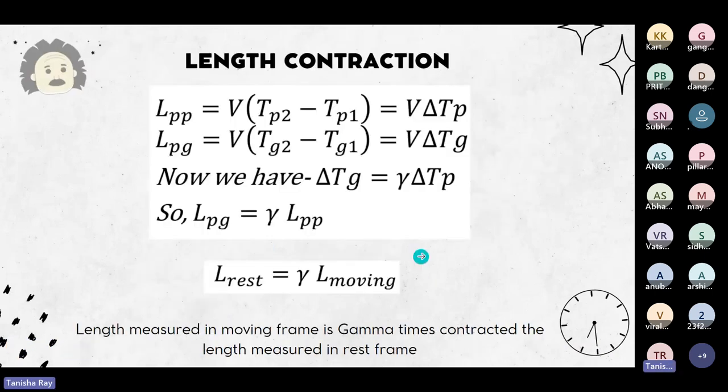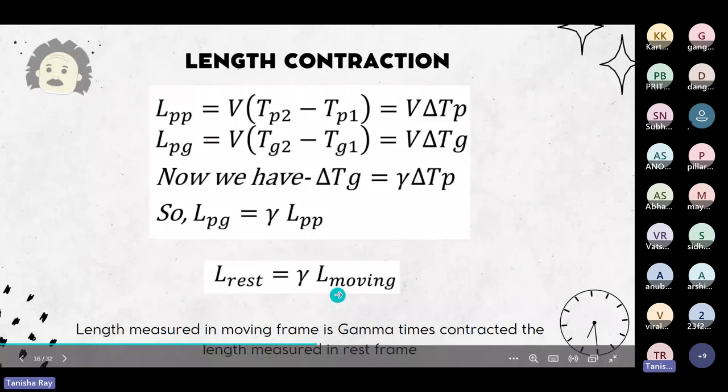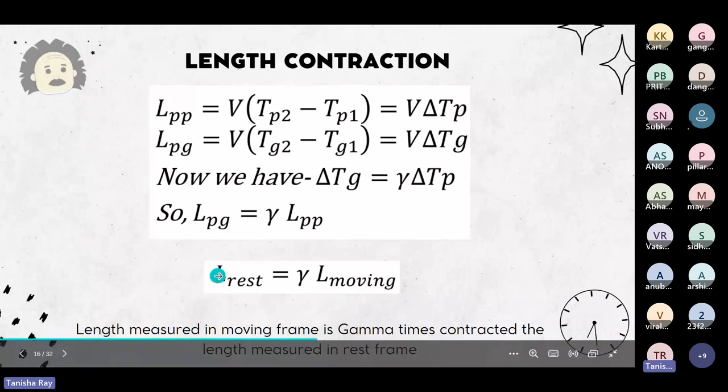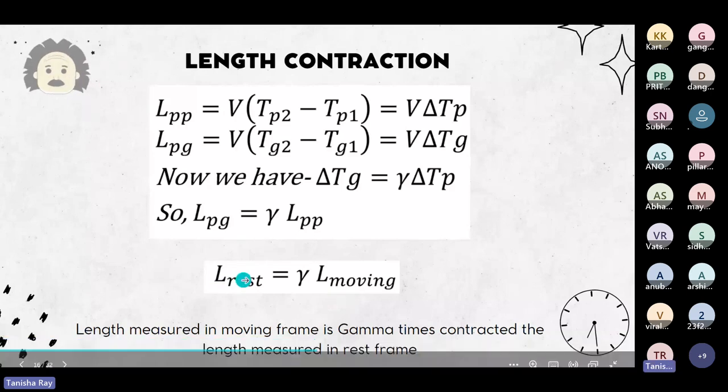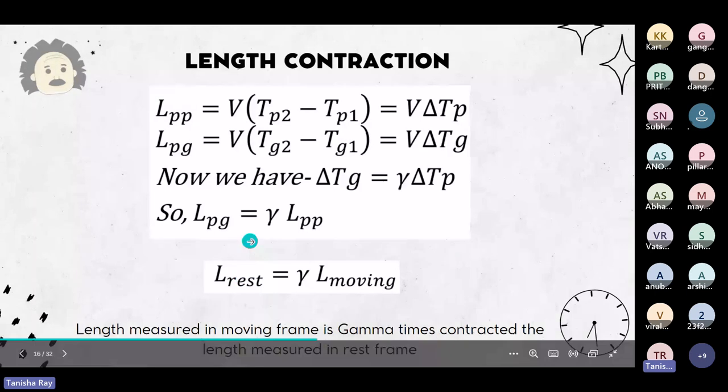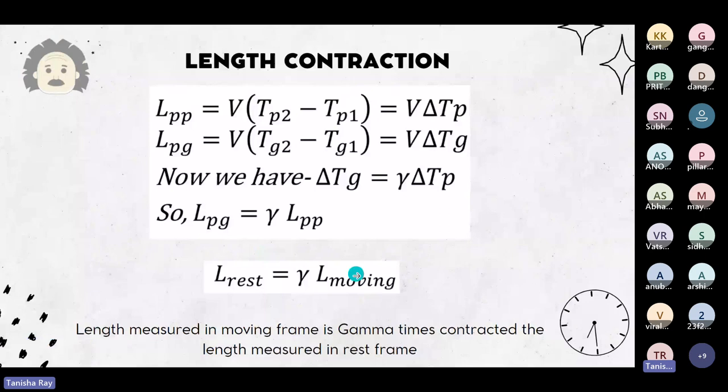So now we can generalize this by this equation. The length of the person at rest, when seen in the perspective of the person at rest, comes out gamma times the length measured by the moving person. All right.